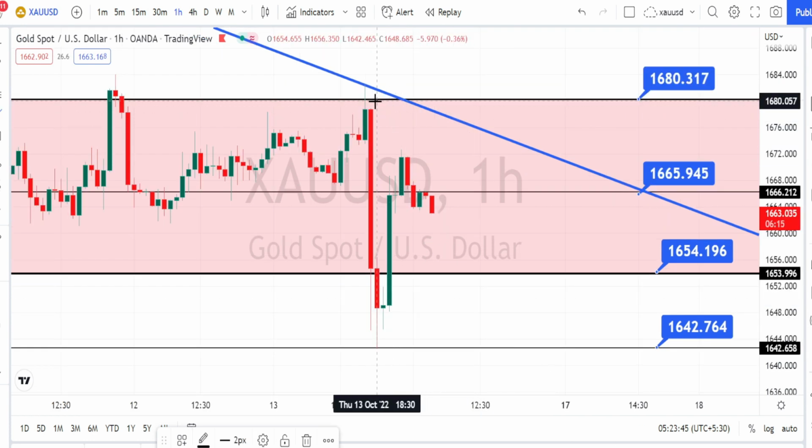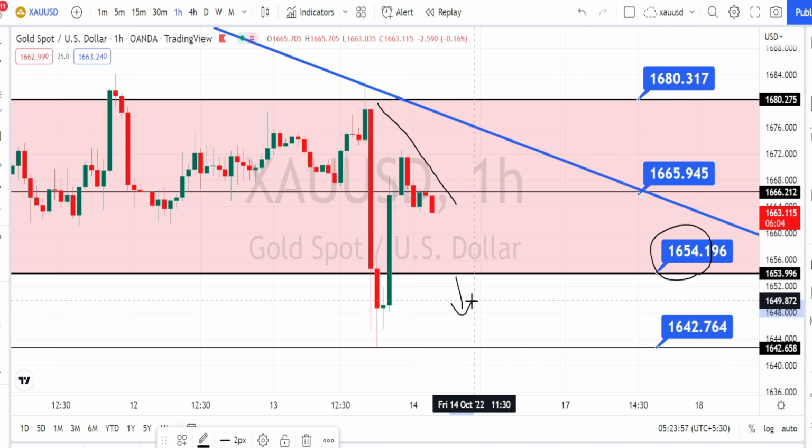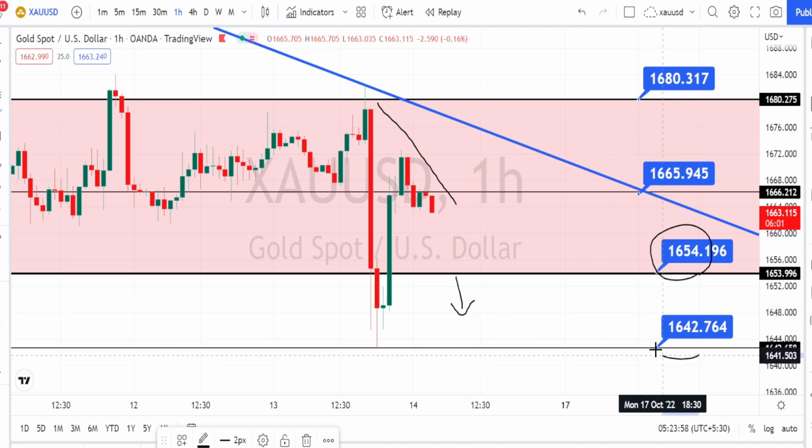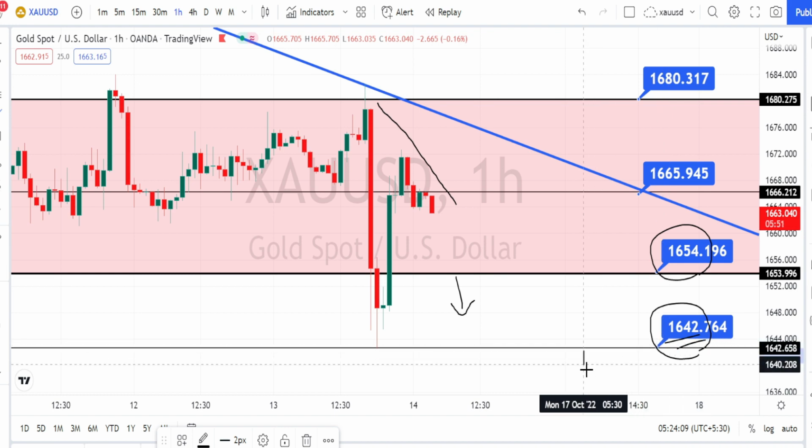And if the bearish trend continues, we can expect it to retest the support level of 1654, and only when the price action breaks this support level, we can expect it to retest the higher time frame support level of 1642 in hourly time frame. And only when the price action breaks this support level, it will be the continuation of the bearish trend in hourly time frame.